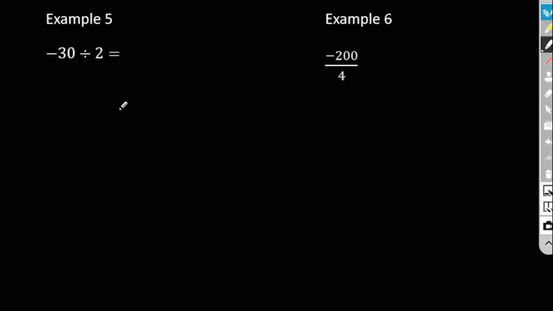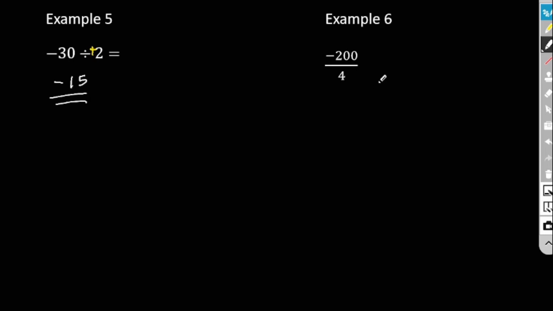In example 5, we have negative 30 divided by a positive 2. So there's a positive here, it's only that it is not written. So you have negative 30 divided by positive 2. Let's work out the signs first. So you have a negative, we are dividing by the positive, obviously that is going to give us a negative. Then 30 divided by 2 is going to give you 15. So negative 15 is our solution to example 5.